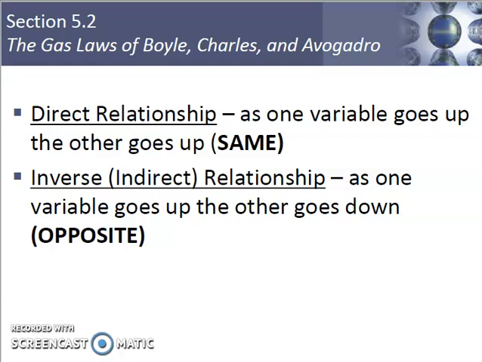An inverse or indirect relationship is where you have opposites. So as I increase something, or as one thing goes up, then the other thing is going to go down or decrease, and vice versa. If I decrease, then the other thing is going to increase. And so we refer to all of these laws as either direct relationships or indirect or inverse relationships.